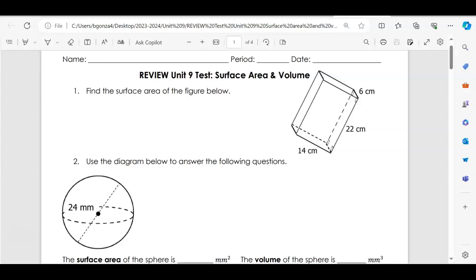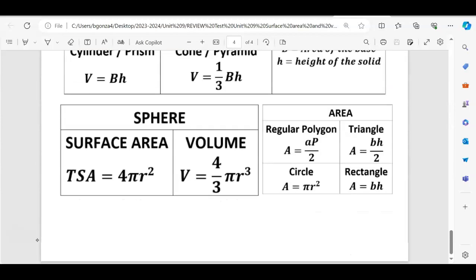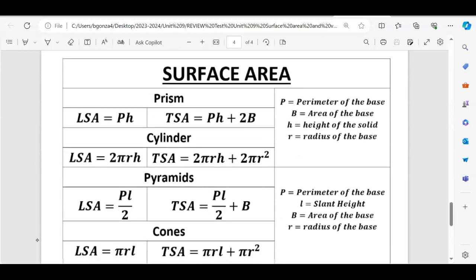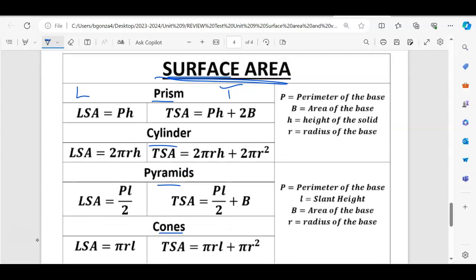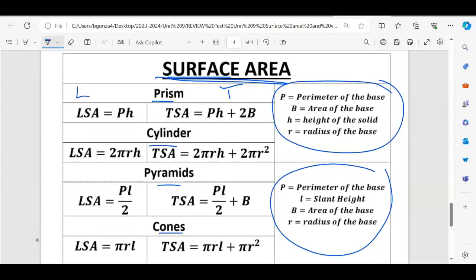Now your formulas are on the back page. At the top, you've got surface area of prism, cylinder, pyramids, and cones. You've got the laterals on the left and the totals on the right. And over here, if you're not sure what these words mean or what these letters stand for, it says off to the right, okay?